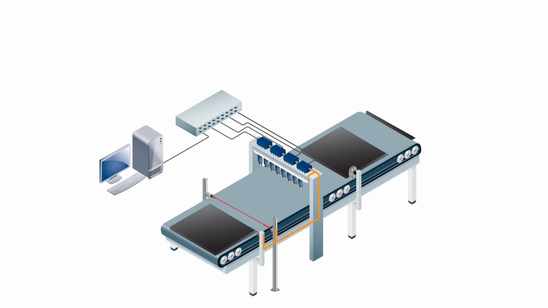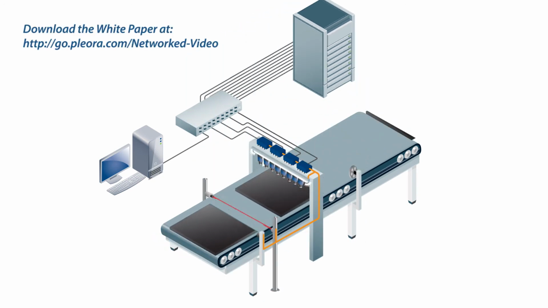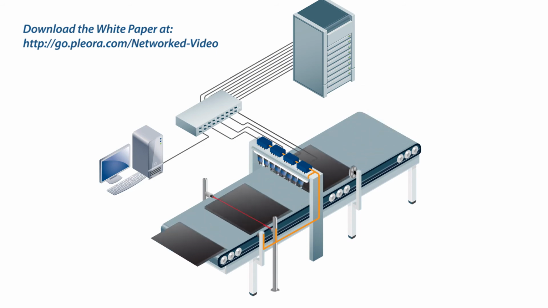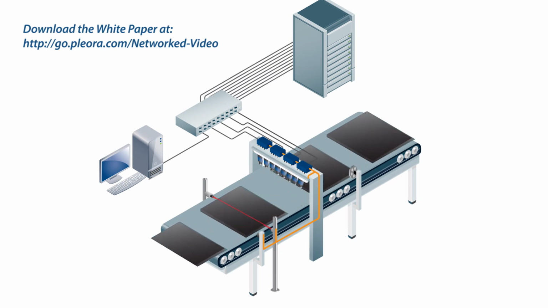Extended cabling reach allows system designers to move the processing computers off the gantry, while an off-the-shelf GigE switch facilitates the multicasting of images to multiple PCs. This allows the system to scan for a wider range of defects.